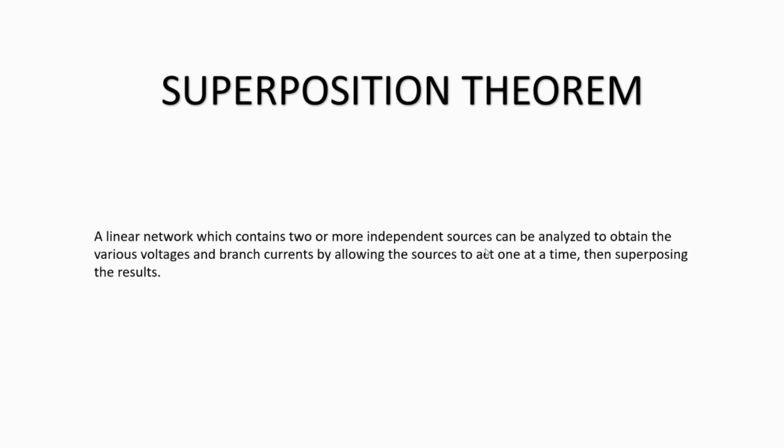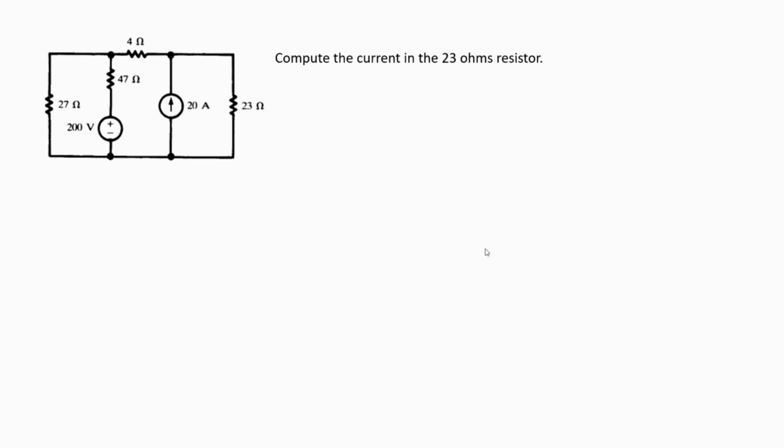The statement says a linear network which contains two or more independent sources can be analyzed to obtain the various voltages and branch currents by allowing the sources to act one at a time and then superimposing the results. Which means what? So let's look at this example.